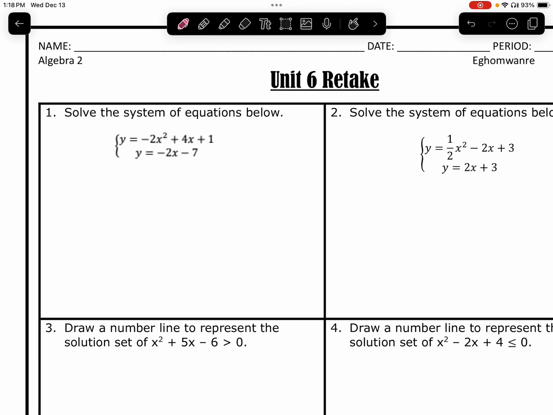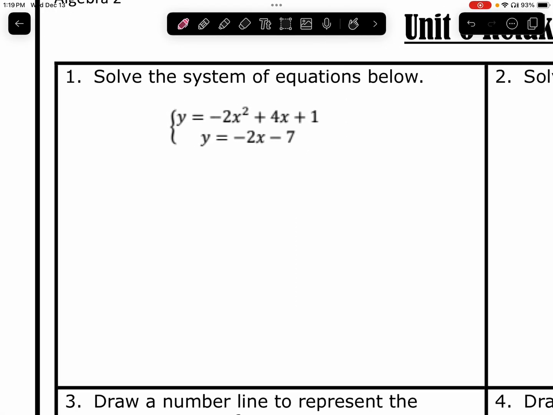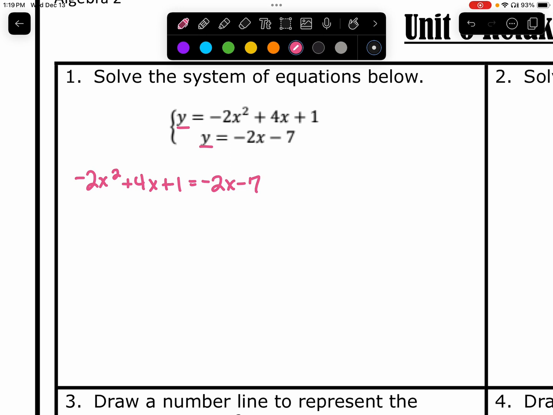All right, Unit 6, retake. Here we go. Solving the system. Since both of these are equal to y, we're going to make them equal to each other. And then we're going to, actually, you know what?